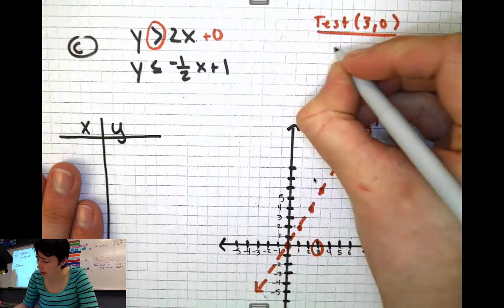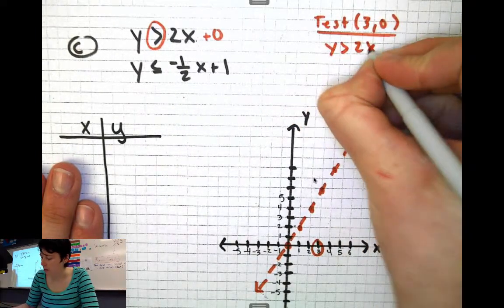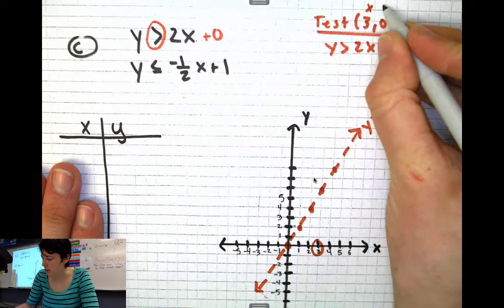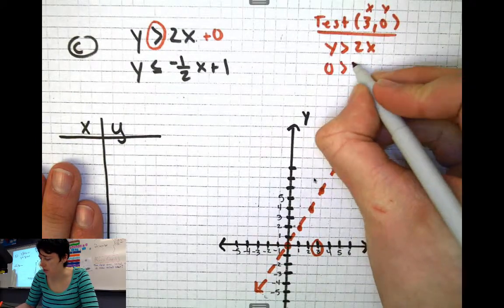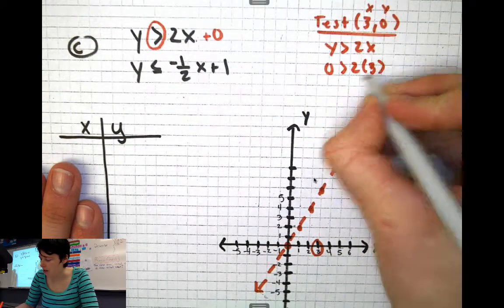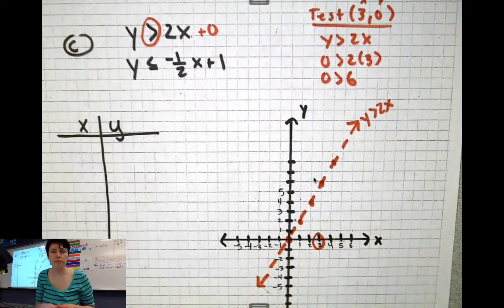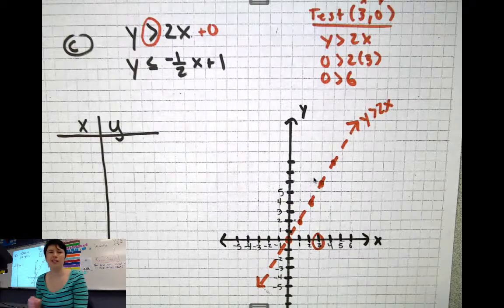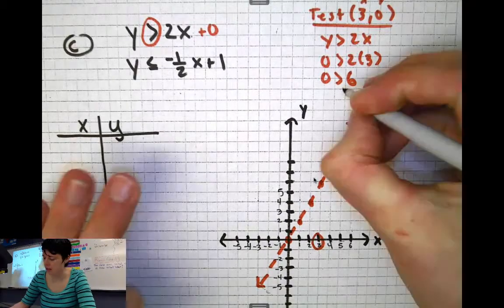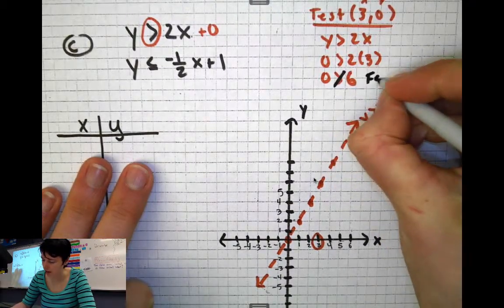The equation is y is greater than 2x. So we're going to do x is 3 and y is 0. So 0 is greater than 2 times 3. 0 is greater than 6. And then you ask yourself, is that true? Is 0 greater than 6? No, 0 is not greater than 6. This one fails our test.